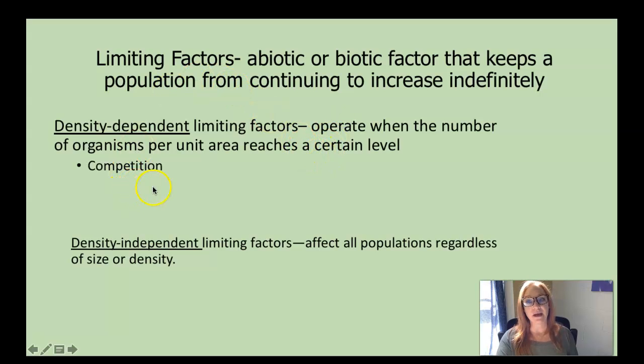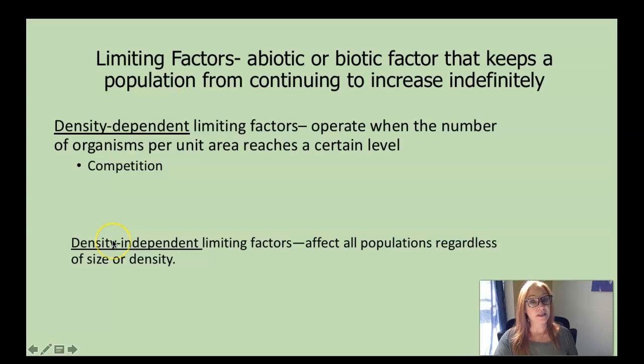That includes two different types of limiting factors. You need to know these. Make sure you write them down in your notes and in your vocabulary. Okay, so we have density-dependent limiting factors, and those come down to they will only start to affect a population when a population gets to a certain size. So it depends on how many of the individuals you have in your population.